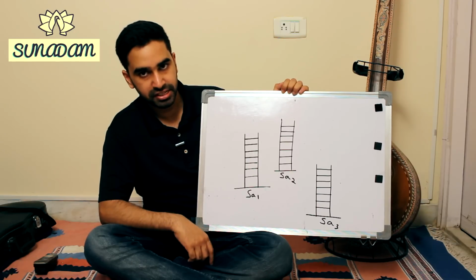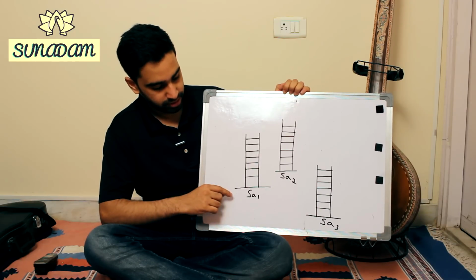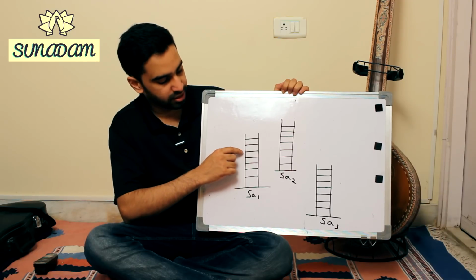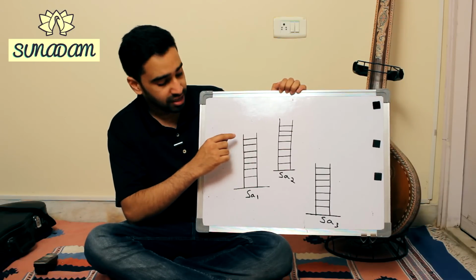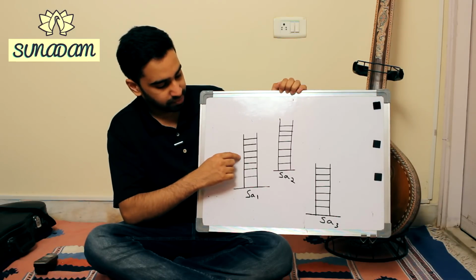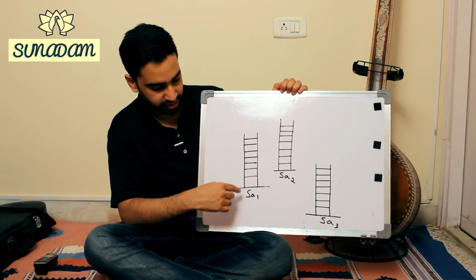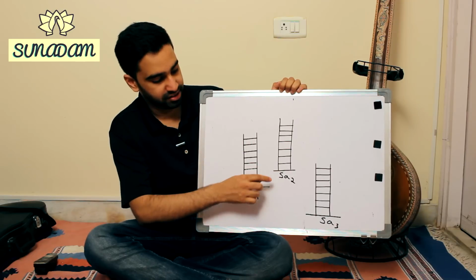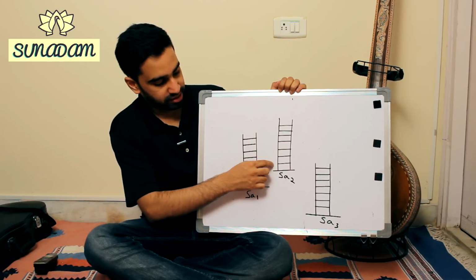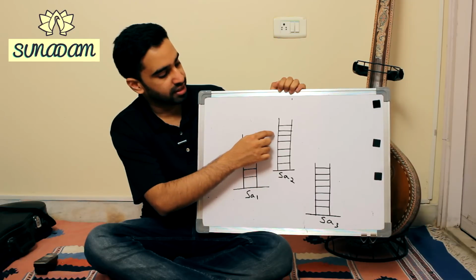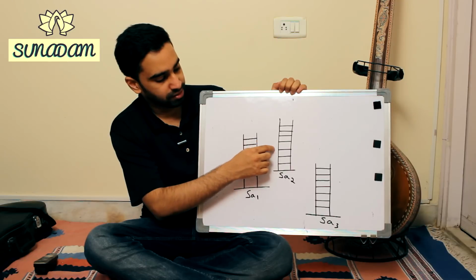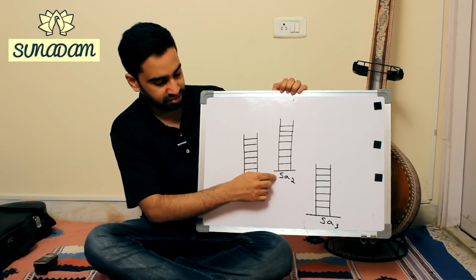Let's consider this particular musical ladder. Sa ri ga ma pa da ni sa, sa ni da pa ma ga ri sa. Now the second ladder is at a higher height. Sa ri ga ma pa da ni sa, sa ni da pa ma ga ri sa.